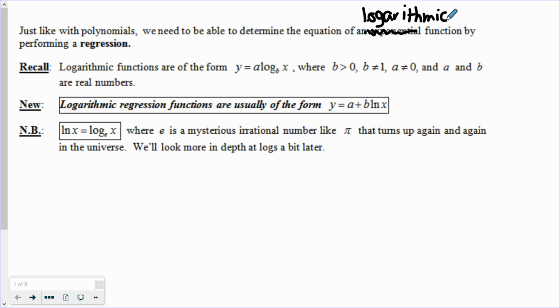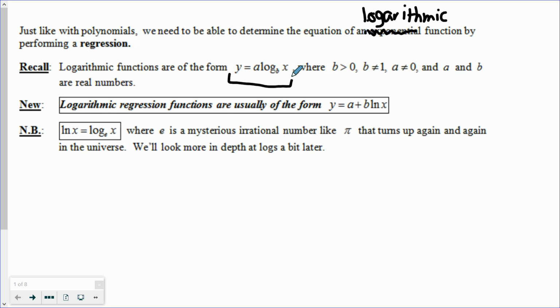So a logarithmic function by performing a regression. Wow. So now we've done linear regressions, quadratic regressions, cubic regressions, sinusoidal regressions, exponential regressions. It's time for logarithmic regressions. So on the first day, we would have seen logarithmic functions in this form.